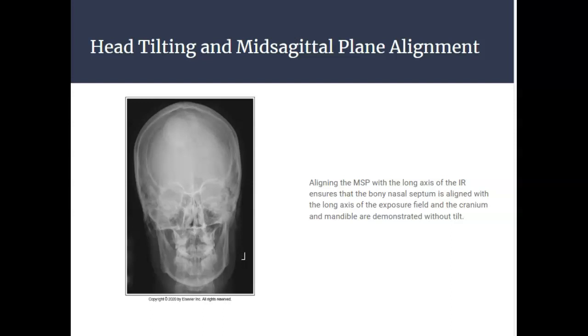You want to go back out to the patient and ensure that the mid-sagittal plane is aligned with the long axis of the exposure field. Placing both of your hands on the sides of the parietal bones and ensuring that they are perpendicular and parallel to each other will help you prevent that head tilting. Also, with head tilting, you aren't able to collimate as tightly, so you really want to ensure that your patient's MSP is perpendicular with the IR.